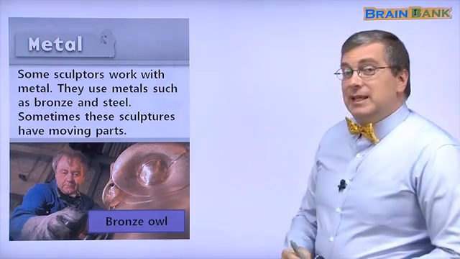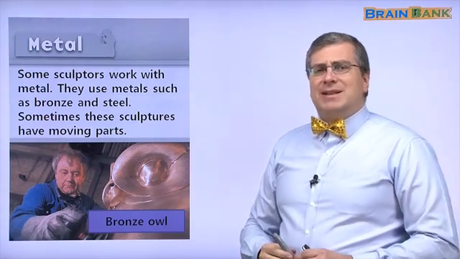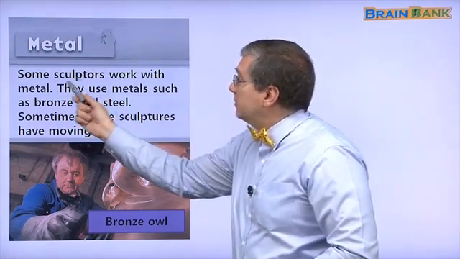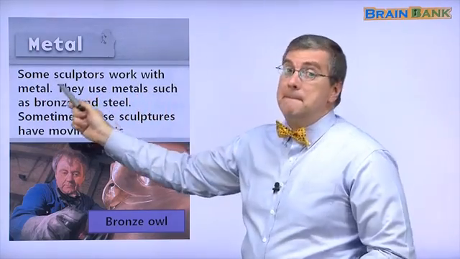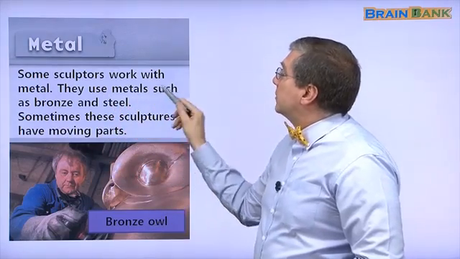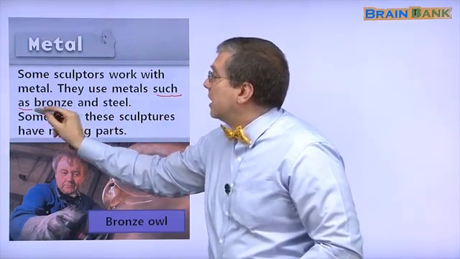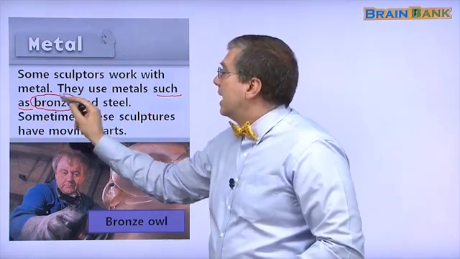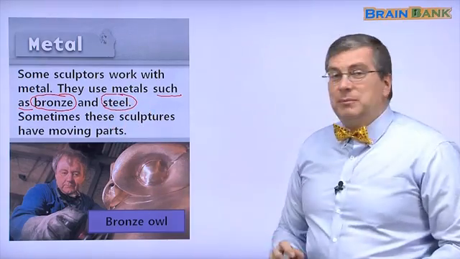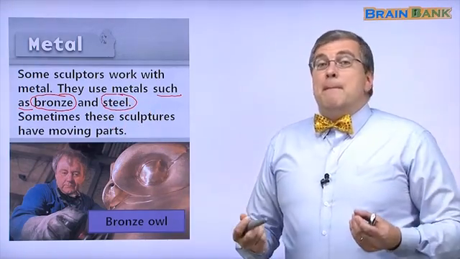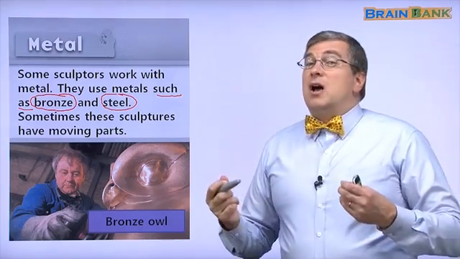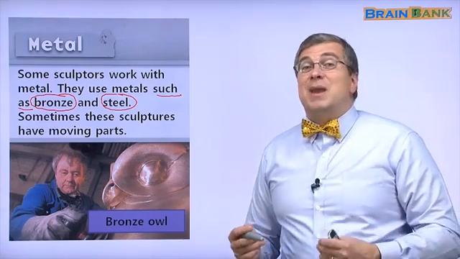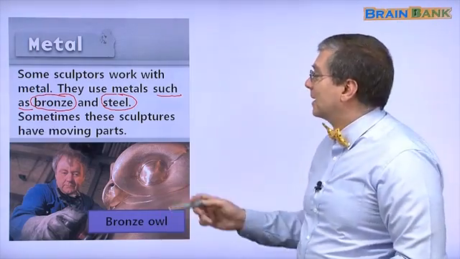One material is called metal. Metal? What is metal? Let's read. Some sculptors work with metal. They use metals such as bronze and steel. Bronze and steel are types of metal. Metal is used a lot these days. Your car, your family car, is made of metal, okay?